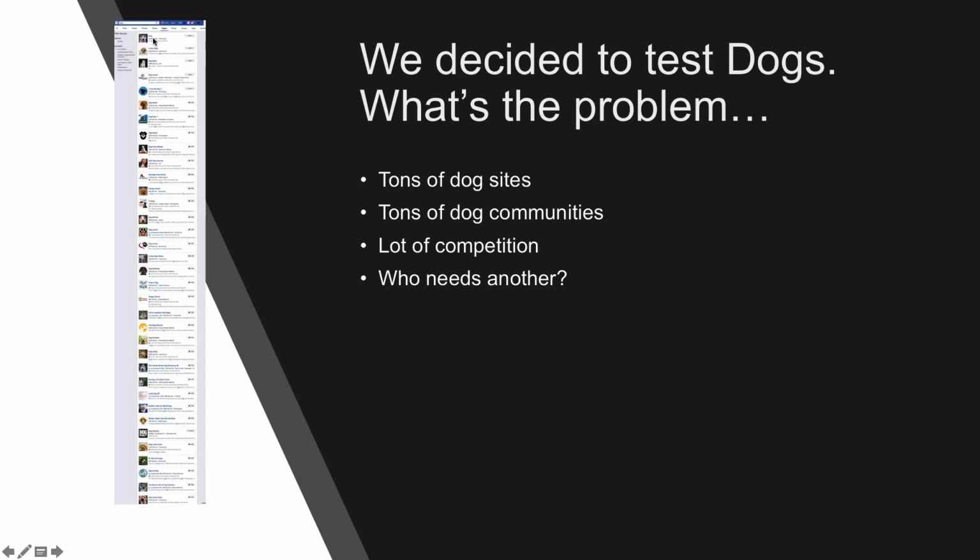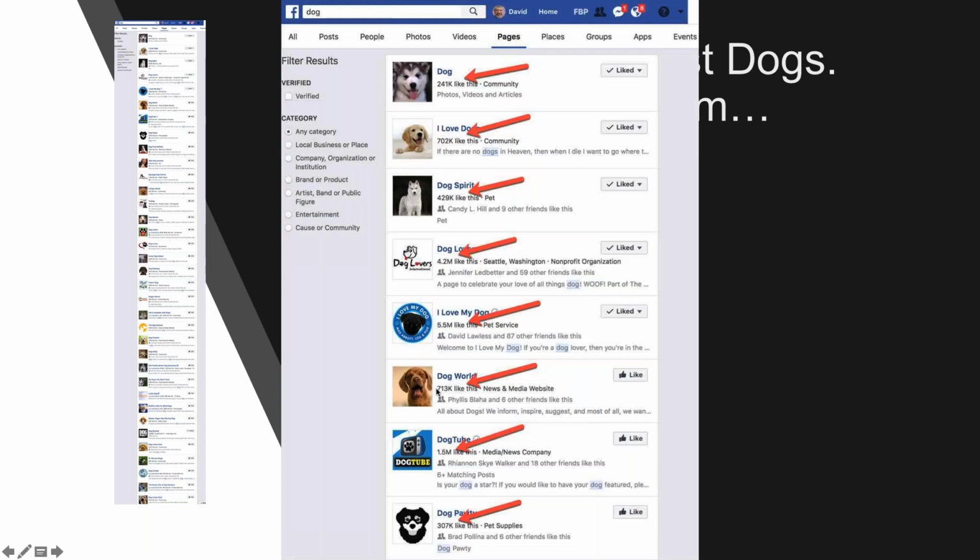So this is when I do a search on Facebook for dog, just the word dog. These are all the communities, or a lot of communities. There's many pages of this. These are a lot of the communities that come up that just have a focus on dog. And that's not even dogs, but dog. So, you know, that seems pretty daunting. Why would I jump into that niche?